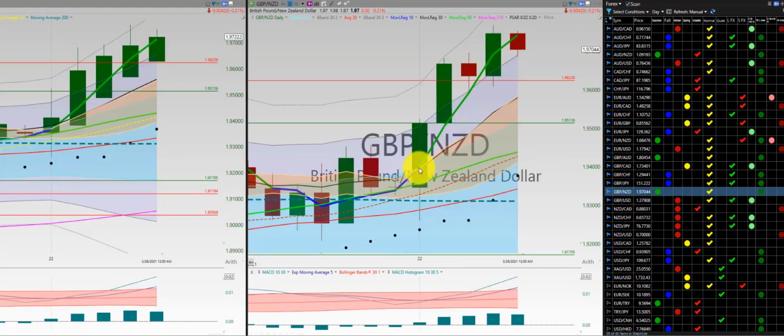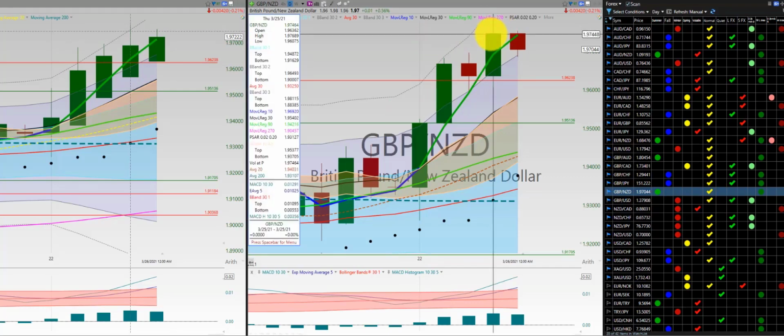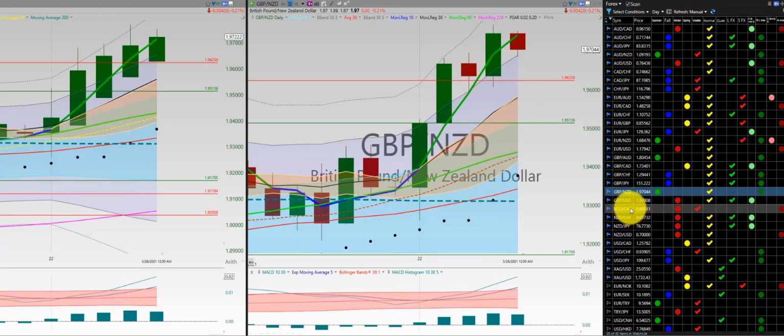British pound, New Zealand dollar. Nice trade here with a 1-2 out at the Z3 of the Heikin-Ashi, and did not trade it for the rest of the week. As you can see here, the high of this candle is right on the Z3 of the Heikin-Ashi. Low risk reward.